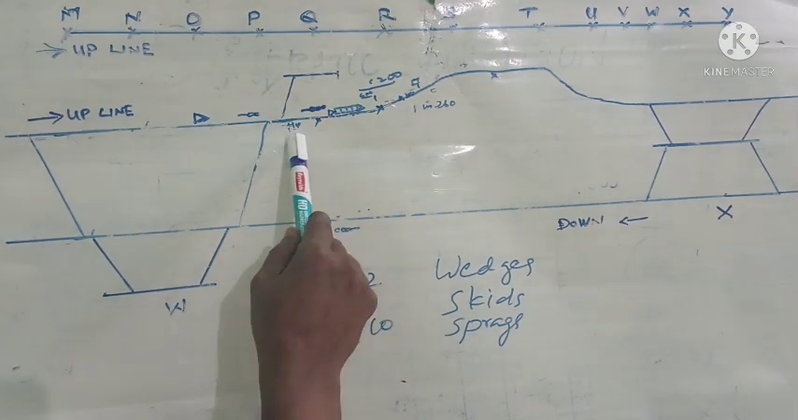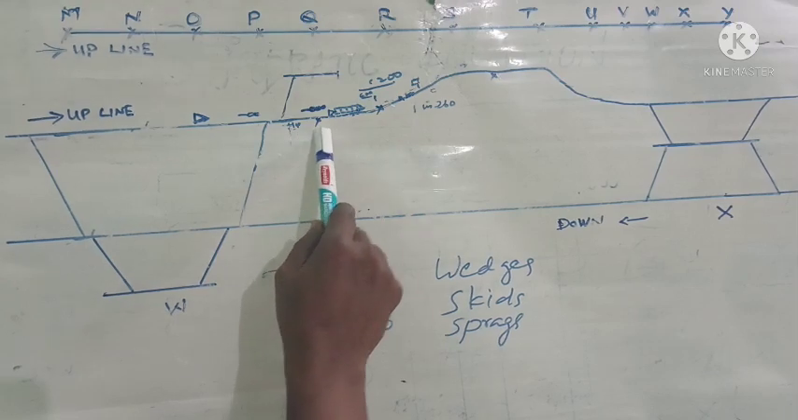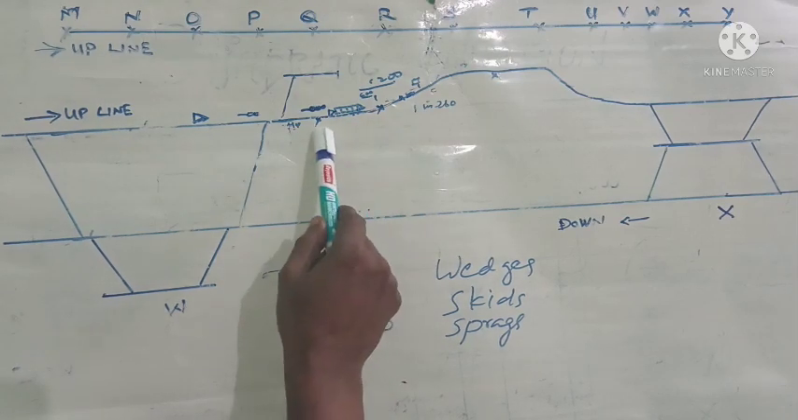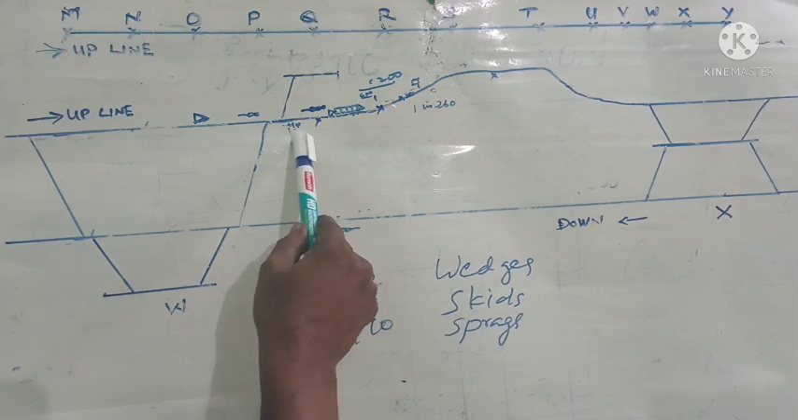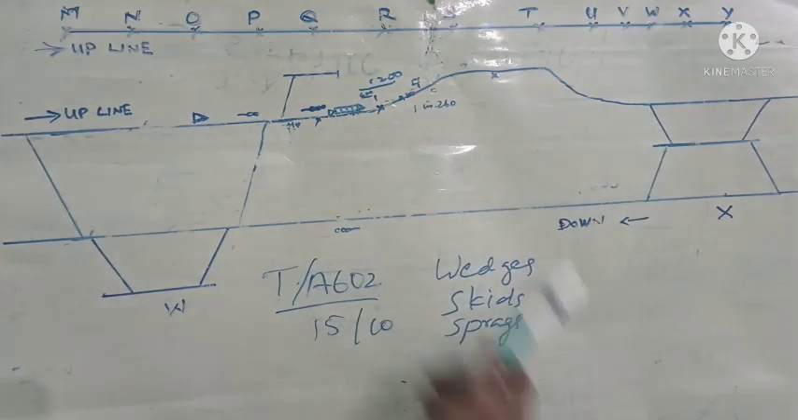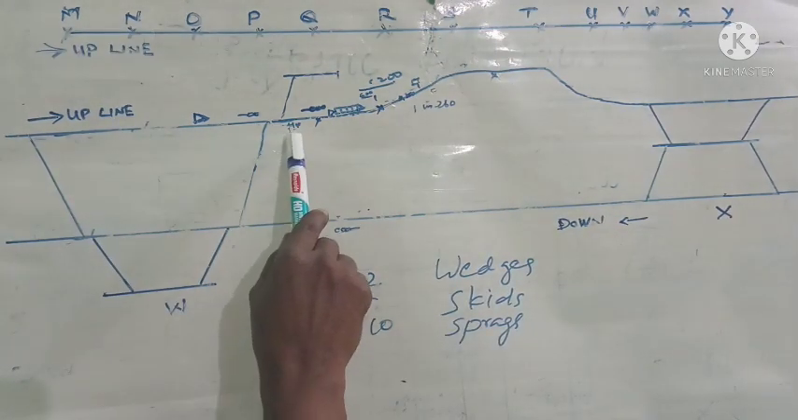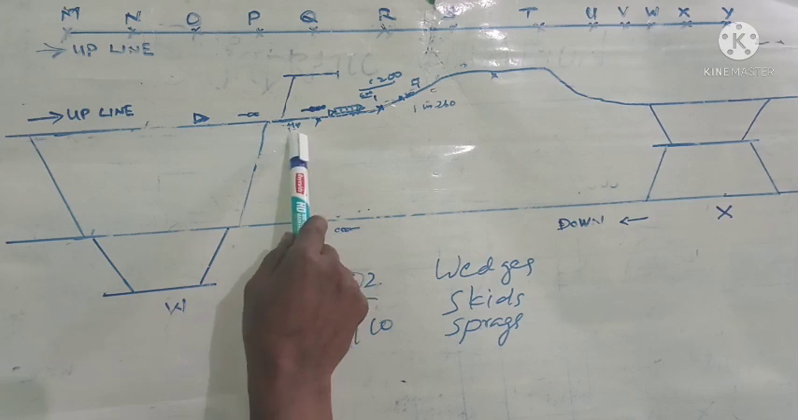Here three detonators are left behind by the guard. One detonator he had already taken away. So what will happen to these three detonators? This train reaches the station, then another train comes. That train will explode these three detonators.